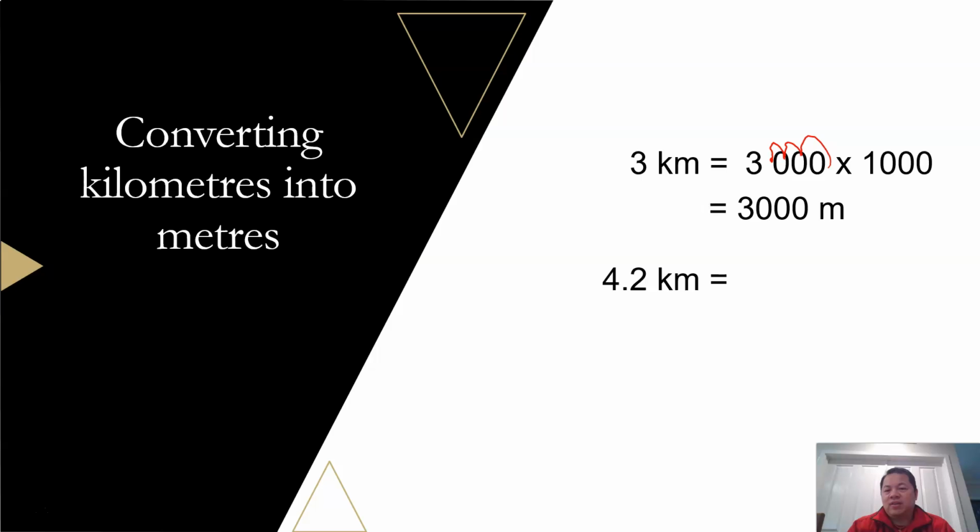That's how you get 3,000, because you start from 3.0, then you move the decimal place 3 times. And then again, 4.2 kilometers. When you move the decimal place 3 times, you actually get 4,200 meters.